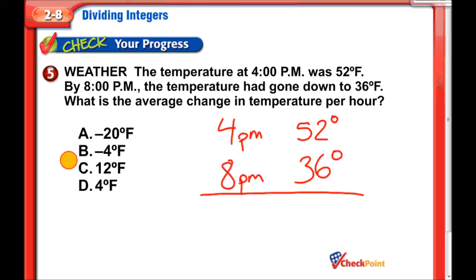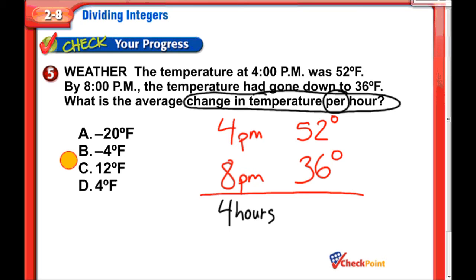Oh, interesting question here. I see where the division's coming. It's right here. Change in temperature per hour. You may not know this yet, but per means to divide. So we're supposed to divide the change in temperature by the number of hours. Okay, let's figure out those numbers. Well, let's see. Over here, it looks like 4 hours went by.